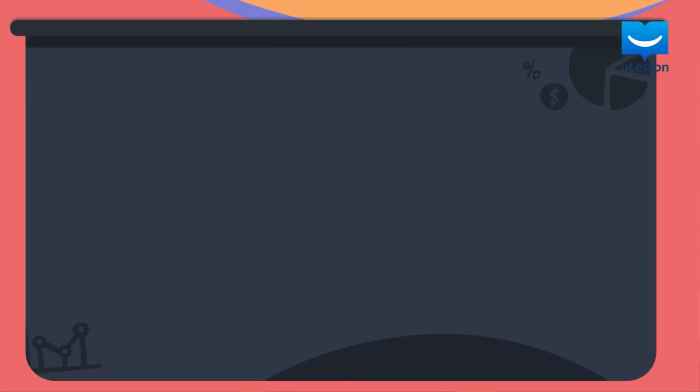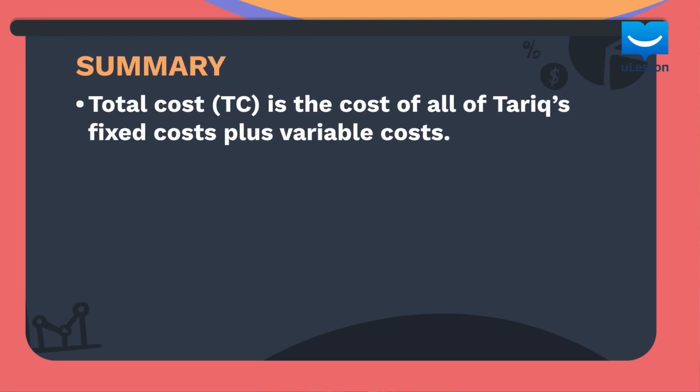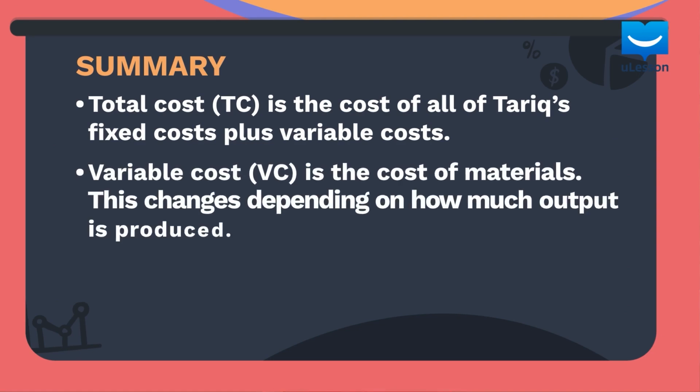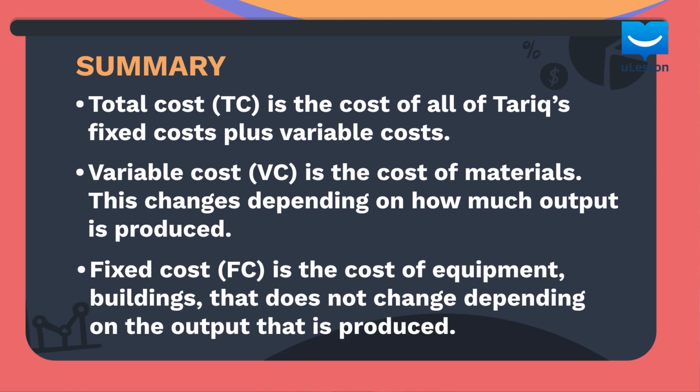So, to bring this lesson to an end, let us go over what we have learned. The total cost, TC, is the cost of all fixed costs plus variable cost. The variable cost, VC, is the cost of materials. This changes depending on how much output is produced. And the fixed cost is the cost of equipment, buildings, that does not change depending on the output that is produced.